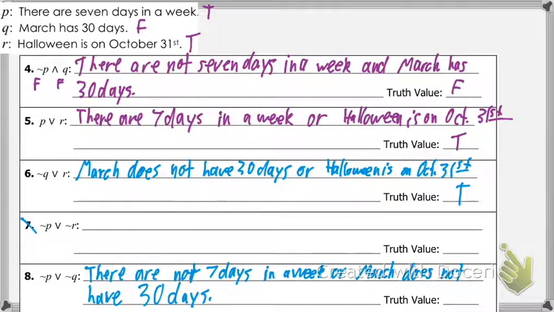Now, what do we think the truth value of this disjunction is? True. It is true, because even though not P is false, not Q is true. As long as one of them is true, we're good.